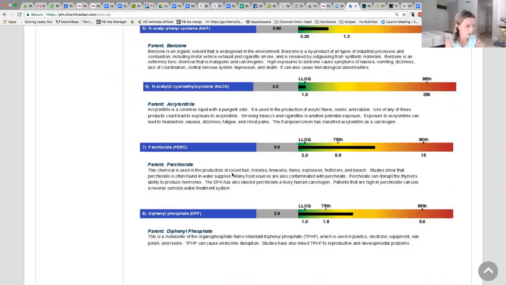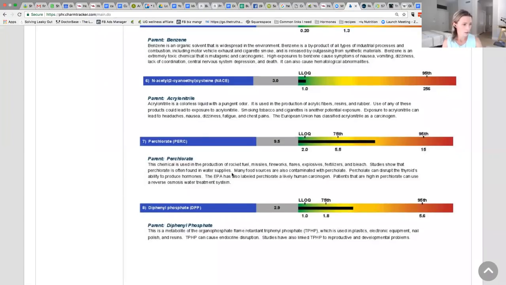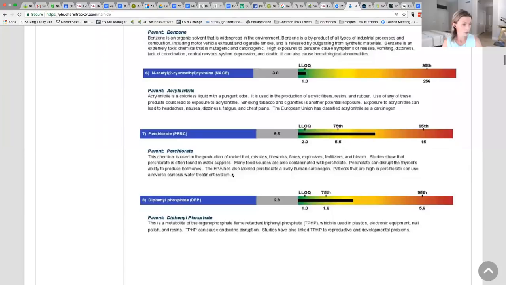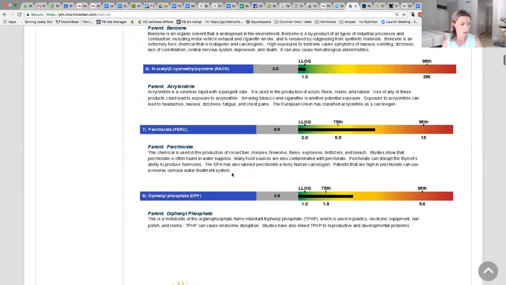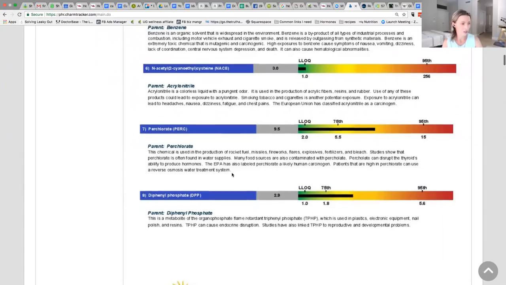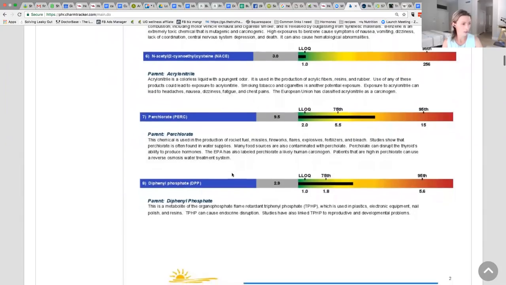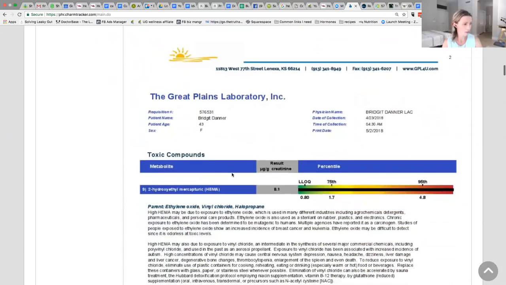Yeah, perchlorate, here in the notes, and I've read this before, can really disrupt the thyroid. So in the midst of all this toxic exposure I had, the leader being molds, my thyroid became disrupted for sure. So this is probably a good one for me to focus on, and it's suggesting using a reverse osmosis water treatment system, which is going to come up later in the conversation.